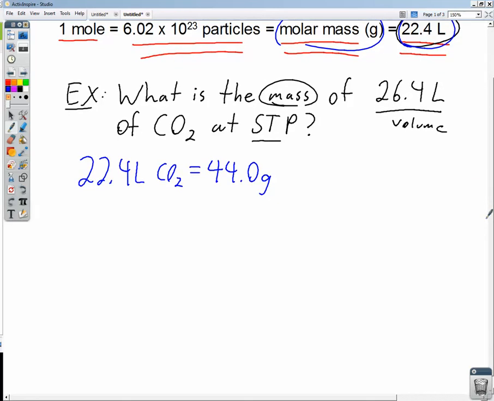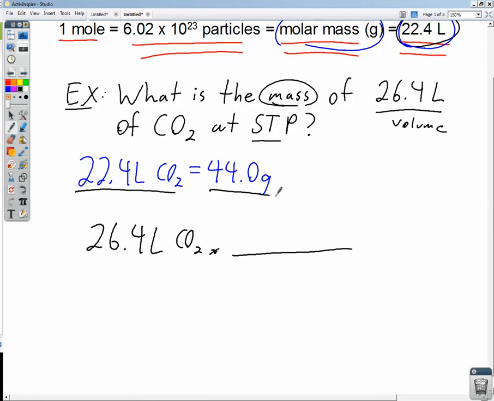So we just set it up. We are converting 26.4 liters of CO2 into mass. So we're multiplying by a conversion fraction. Now, let's see here. I've got 22.4 and I've got 44. Which one goes where? I've got liters on the top right here, and I want that to cancel. So my 22.4 liters is going to go on the bottom. My 44.0 grams is going to go on the top. Liters on top, liters on bottom, those cancel out.